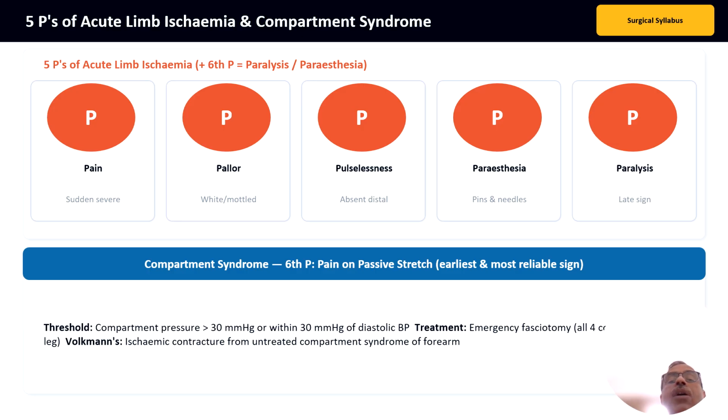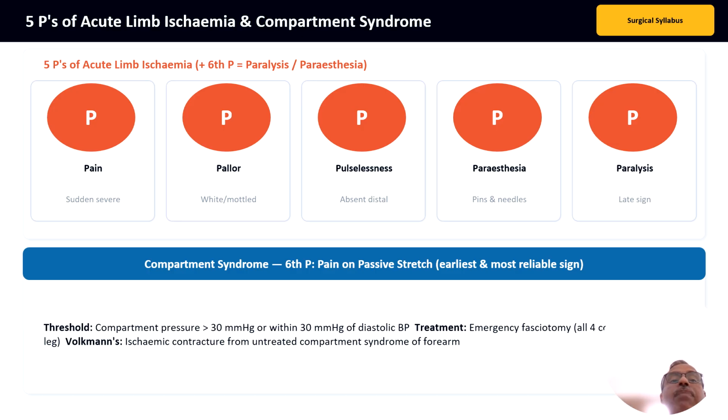you can say, a constellation of symptoms and signs. The 5 P's of acute limb ischemia, that is pain, which is sudden and severe; pallor, with white and mottled extremities; pulselessness, absent distal pulses; paresthesia, the patient may have pins and needles and a tingling sensation in the lower limbs; and paralysis, which is a very late sign. And these together classically describe acute ischemia.